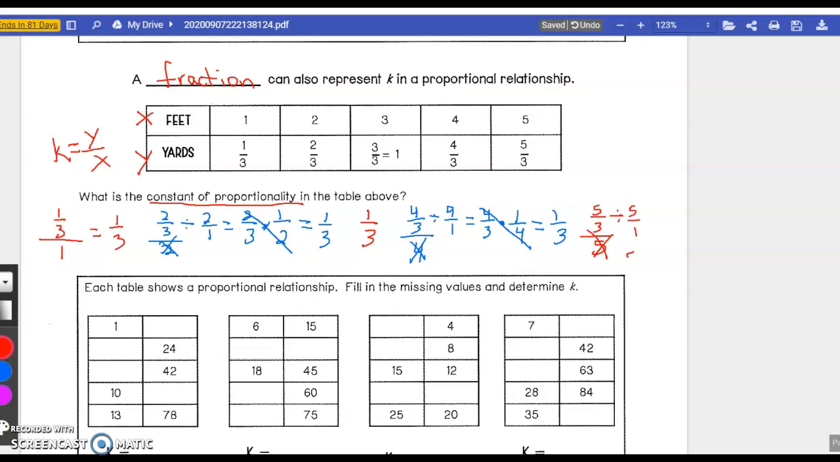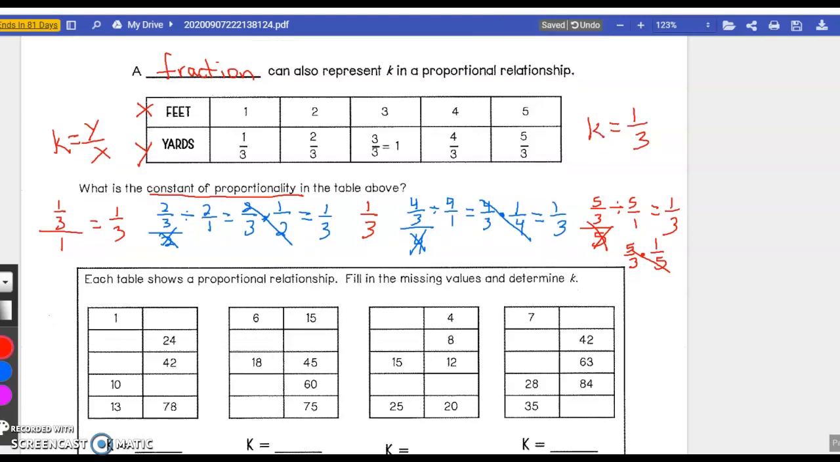That works out to be 5/3 times, keep it, switch it, flip it. And we get 1/3 for that as well. So what is the constant here? It's 1/3. Even if it's fractions, we don't change how we do things.